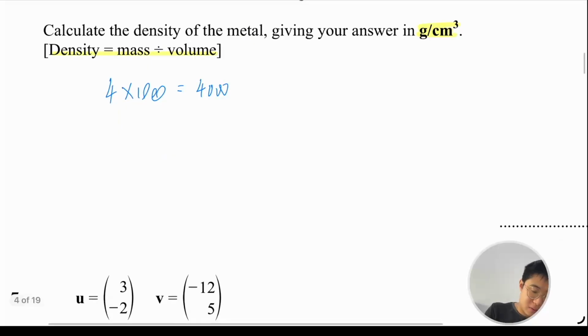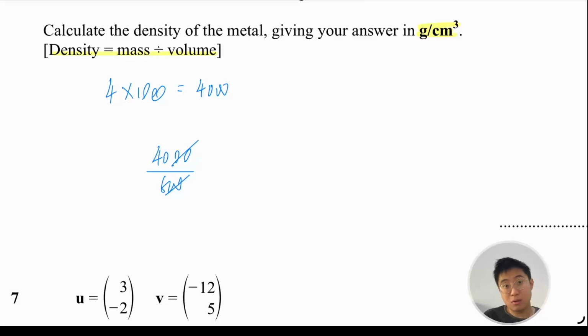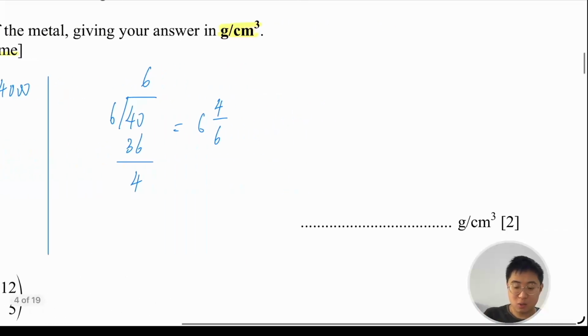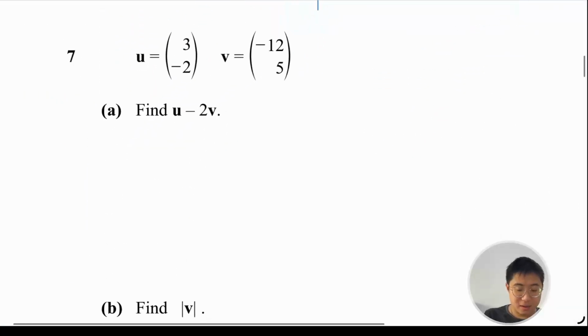Okay, so this is my mass, 4,000 divided by 600. I'll cut the 2 zeros, so that leaves me with 40 divided by 6. 40 divided by 6. 6 times 6 is 36. You have a 4 as your remainder. So it's 6, 4 over 6, which you can simplify into 6, 2 over 3. Yeah, that's right. Okay, next question.